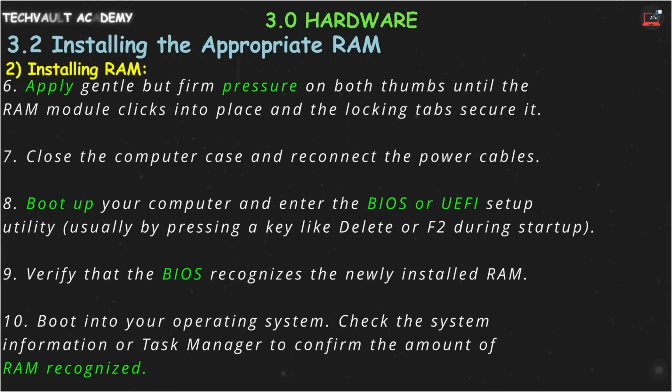6. Apply gentle but firm pressure with both thumbs until the RAM module clicks into place and the locking tabs secure it. 7. Close the computer case and reconnect the power cables. 8. Boot up your computer and enter the BIOS or UEFI setup utility, usually by pressing a key like Delete or F2 during startup.